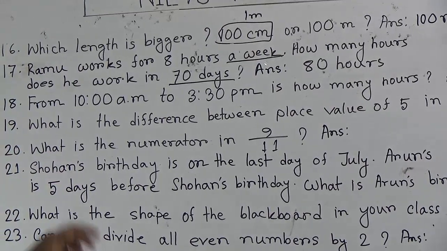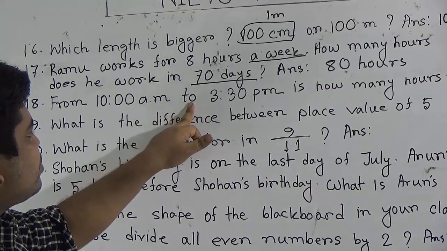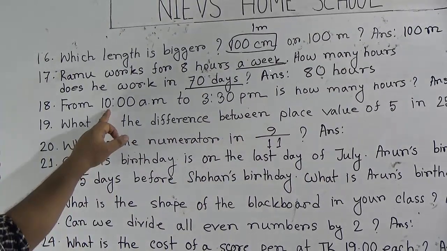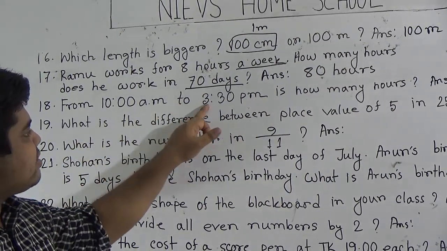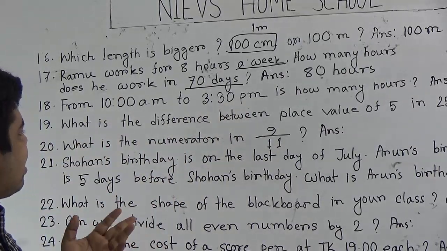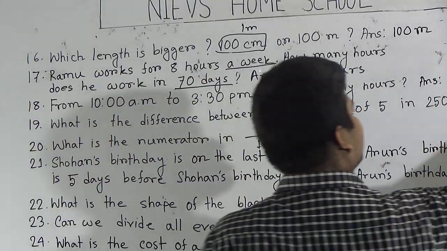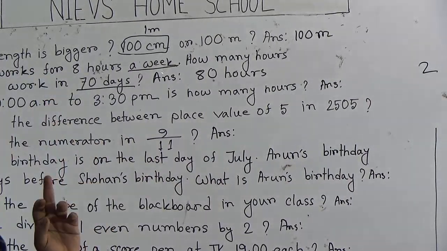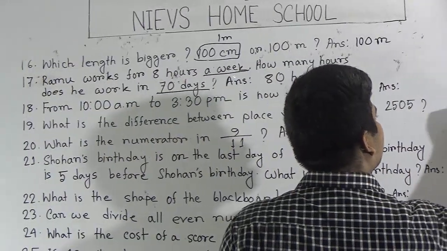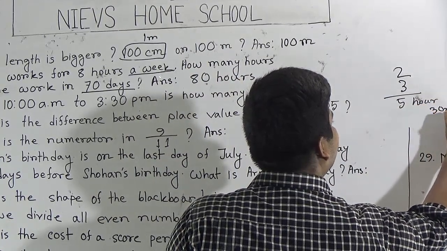Now we shall solve question number 18. Here, from 10 a.m. to 3:30 p.m. is how many hours? So 10 a.m. means morning and 3:30 p.m. means afternoon. So 10 to 12, how many hours? 2 hours. So after 12, the hours 12 to 1, 1 to 2 and 2 to 3. So 3 hours and 30 minutes left. So 5 hours and 30 minutes.